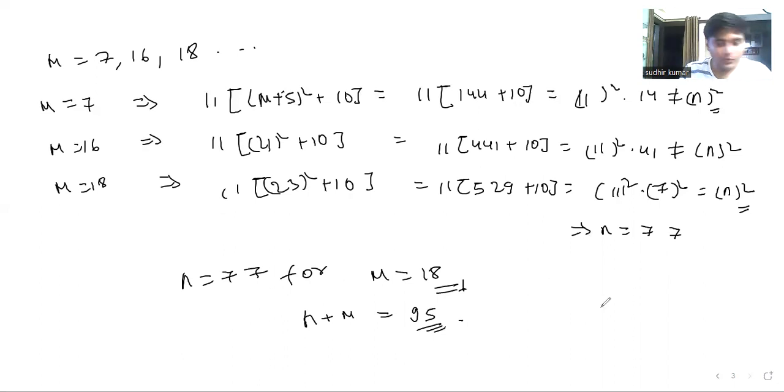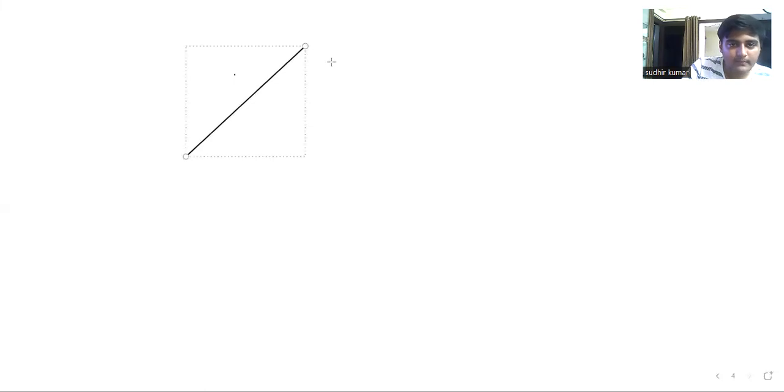And now the next question that I will be discussing is question number 23. It was a 10-marker question that year, and the question asked was very simple. The question was: given that in a triangle ABC, we have a triangle here.